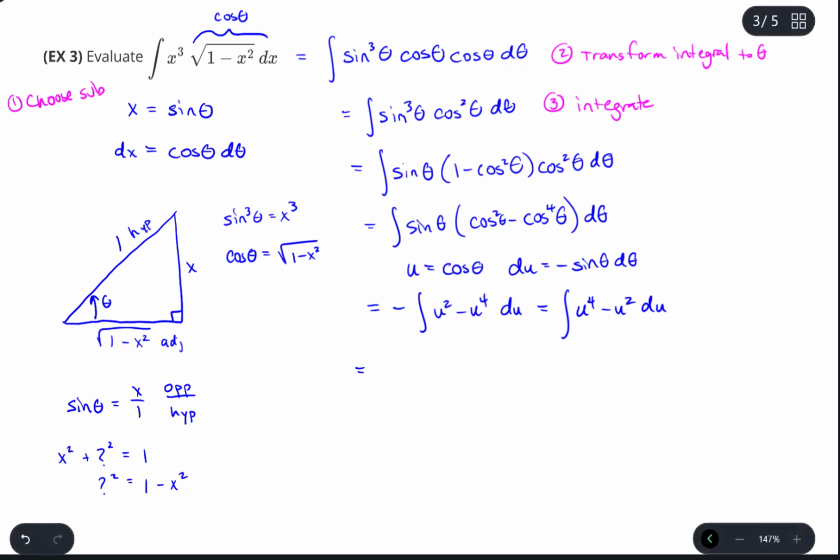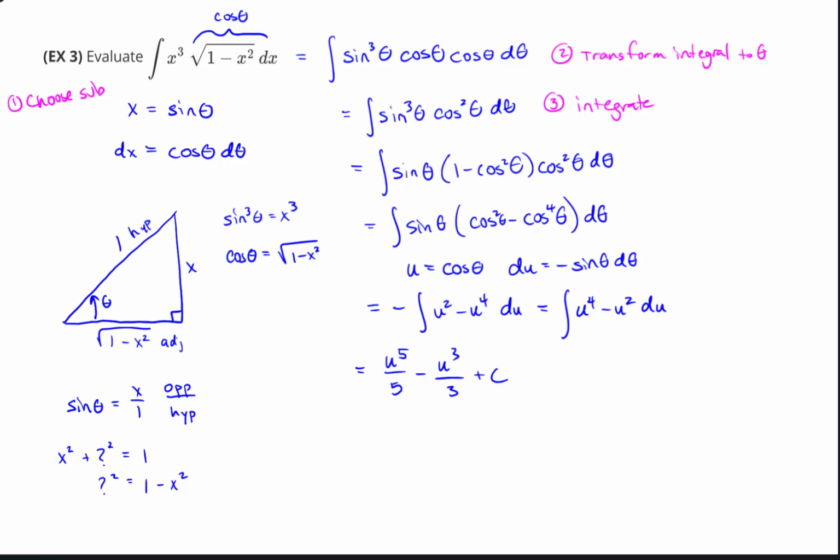All right, now this will integrate pretty easily because it's just the power rule at this point. So that's going to be u to the fifth over 5 minus u to the third over 3 plus c. And then we need to go back to the original variable here. It's going to be a little bit tricky because we used a substitution to go from x into theta and then again to go from theta into u. So we kind of have to back up one at a time.